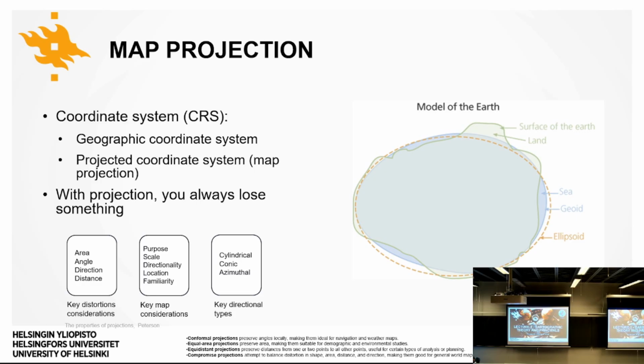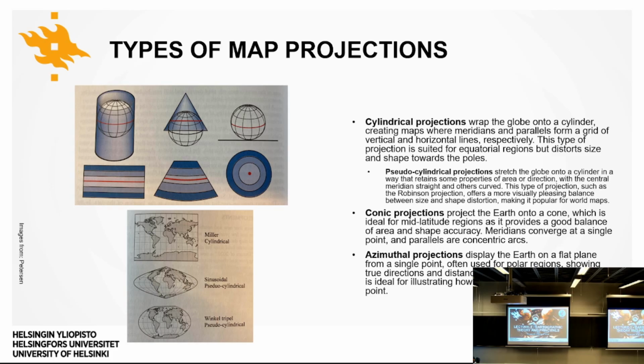So depending on what's the purpose of your map, what is the scale at which you're producing the map, what is the directionality, what's the location, and how familiar you are with the area, there are a number of factors that you should take into account. And based on those, you can make some decision. And these are the decisions that are available to you. There are different kinds of projection that you can choose from. So we won't go through details of this. There's a lot of material everywhere and GIS books, so you can read about them. But just simply said, we have cylindrical projections, we have conic projections and azimuthal projections.